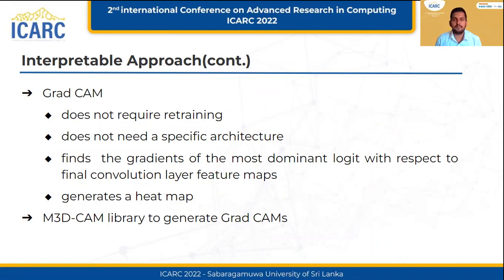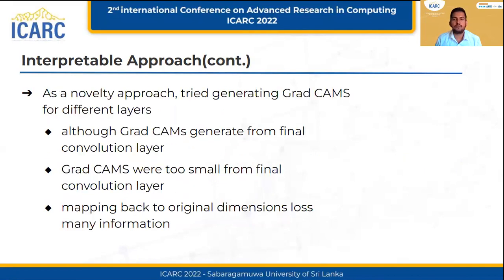To implement GradCam, we used the M3D-CAM library. Although GradCam finds the gradients with respect to the final convolutional layer feature maps, the generated gradient maps were very small in dimensions in our case. When upscaling the gradient maps to the original dimensions of the input image, we lost much information. Therefore, as a novel approach, we tried generating gradient maps at different layers of the CNN and found the best matching layer to create them.